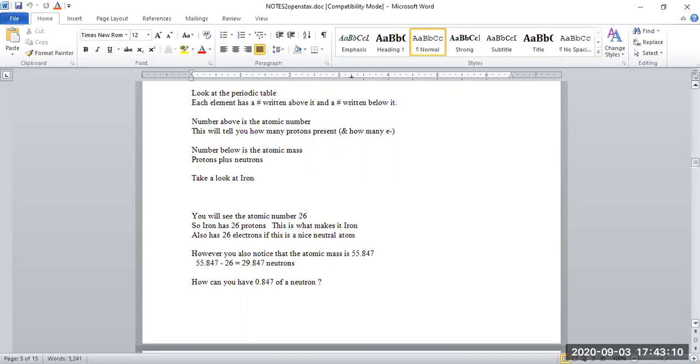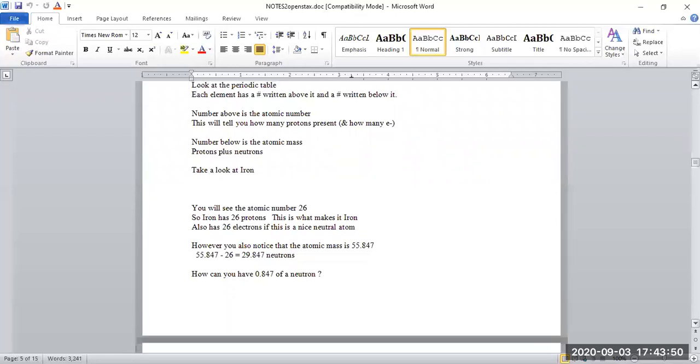So this brings up some questions. One of the things that I wrote there about the atomic mass is protons plus neutrons. Then that makes you think, well, okay, iron has 26 protons. If we did mass minus protons, that should give us neutrons. The math seems to work, except it looks like we have weird fractions of a neutron. So do you really have 0.847 of a neutron? No, actually not.